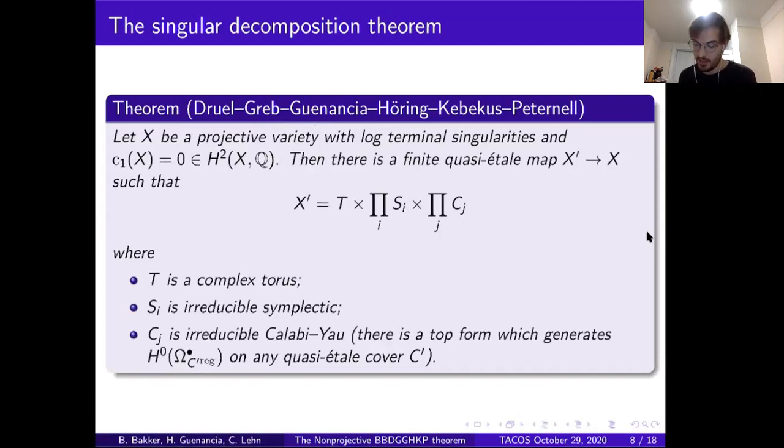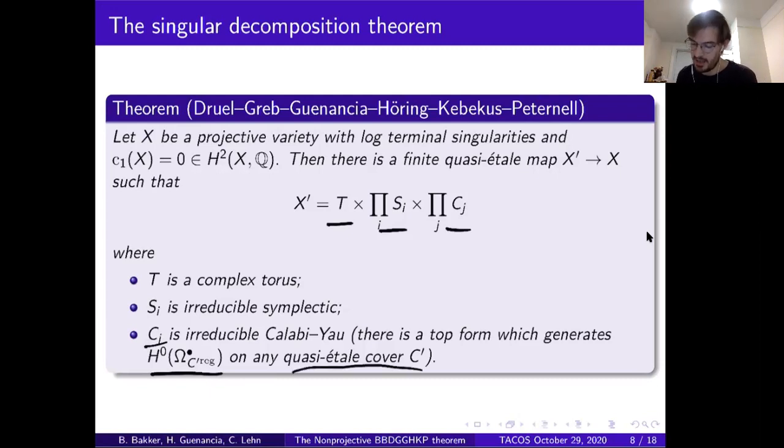We have complex tori that show up. We also have irreducible symplectic varieties in the sense of the slide before the last one. And finally, we have what we might call irreducible Calabi-Yau pieces, and this is the analog of the Calabi-Yau condition in the singular case, namely that we say that C is irreducible Calabi-Yau if its algebra of forms on its regular part is generated just by a top form. So it only has a top form, and also that remains true whenever I go to any quasi-étale cover.